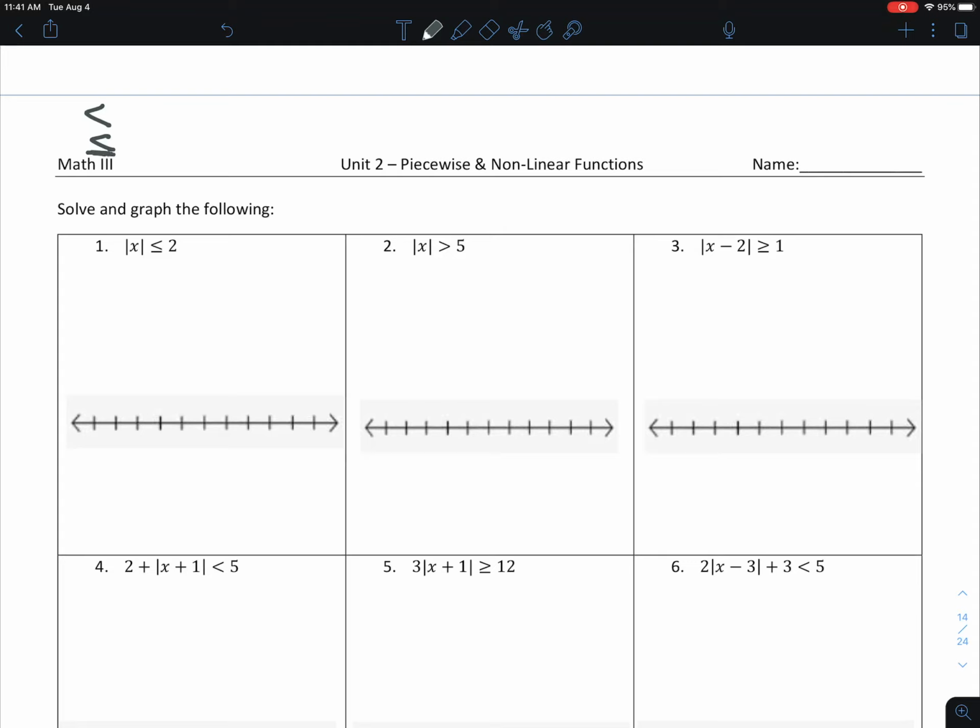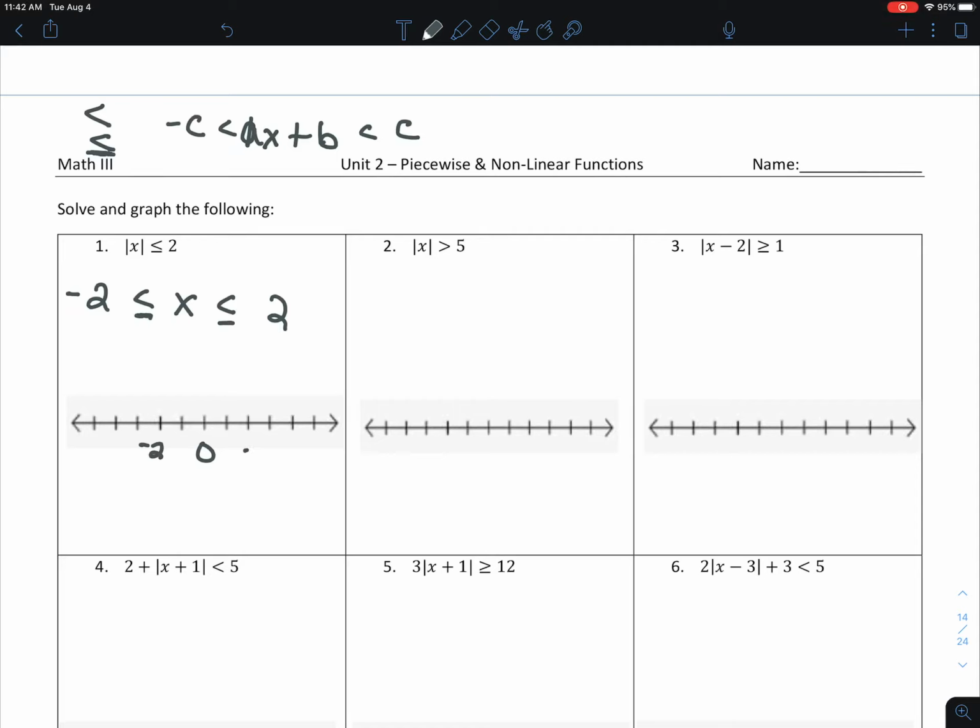In this first example, we have less than. So remember, if it's less than or equal to, we're going to write it as negative c is less than whatever's inside the absolute value, which is less than c. Okay? So because it's less than, we're going to write negative 2 is less than or equal to x, which is less than or equal to 2. And really, that's all we can do for that.